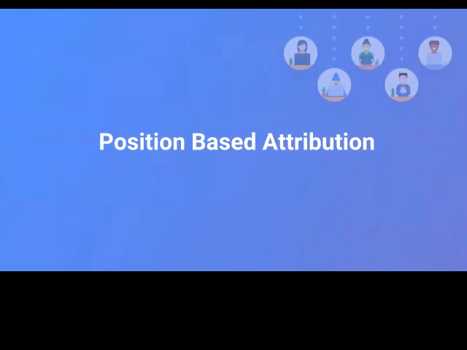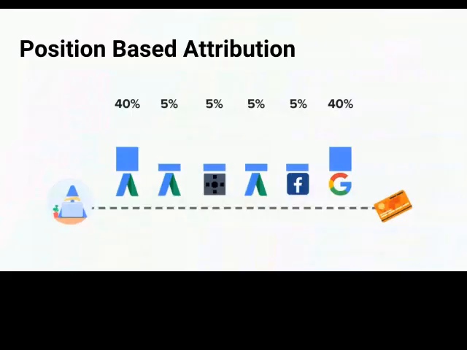So now we're going to move to position-based attribution, which shows the first and the last channels get the most attribution, and then the rest of the attribution is dispersed among the assisting channels in the middle, which looks a little bit like this. We split 80% of the entire credit for the sale between AdWords and organic Google, and then we disperse everything else in between.